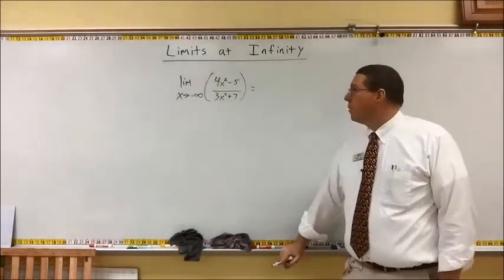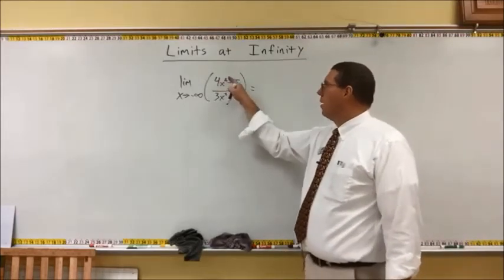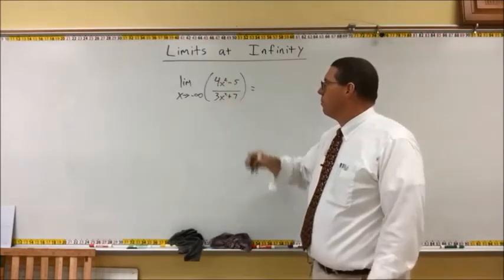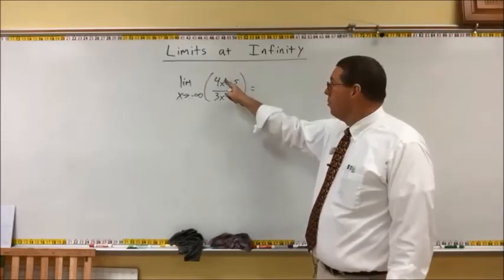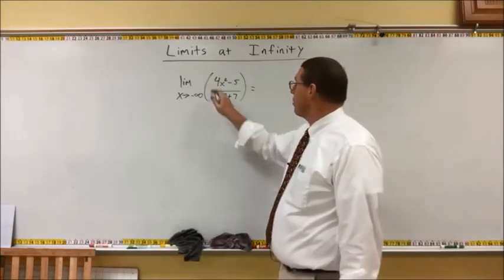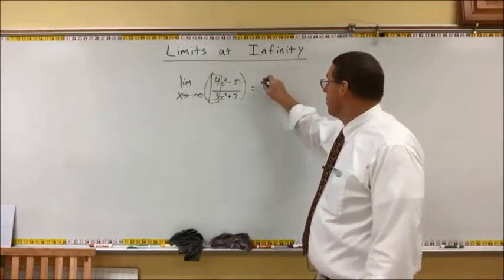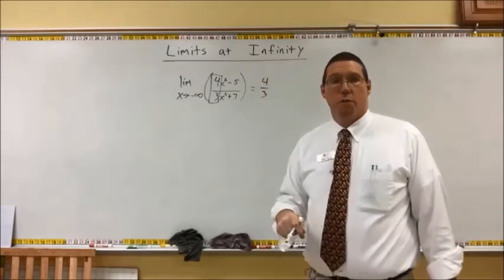All right, how about this one? We've got the limit as x approaches negative infinity of 4x squared minus 5 over 3x squared plus 7. The power of the numerator is the same as the power of the denominator, and so basically the answer is going to be the ratio of the lead coefficients, 4 over 3. So the answer to this, very simply, is 4 over 3.